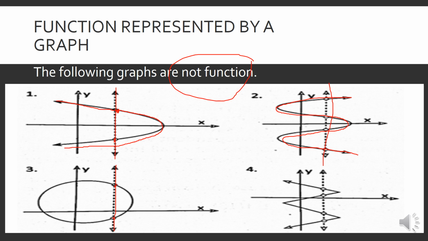4. Our vertical line touches the graph at 1, 2, 3, 4 points. So graph number 4 is not a function.